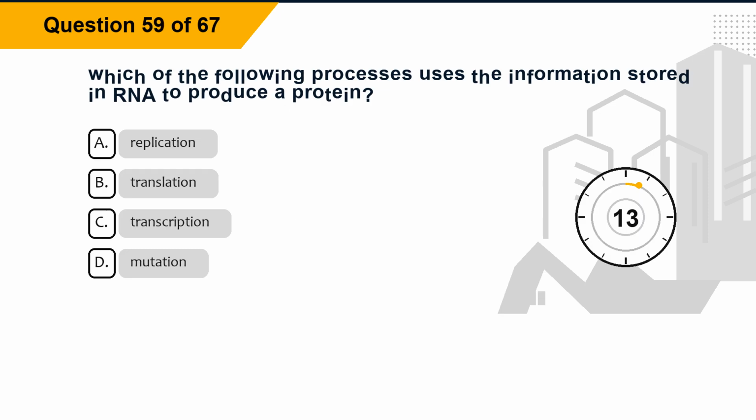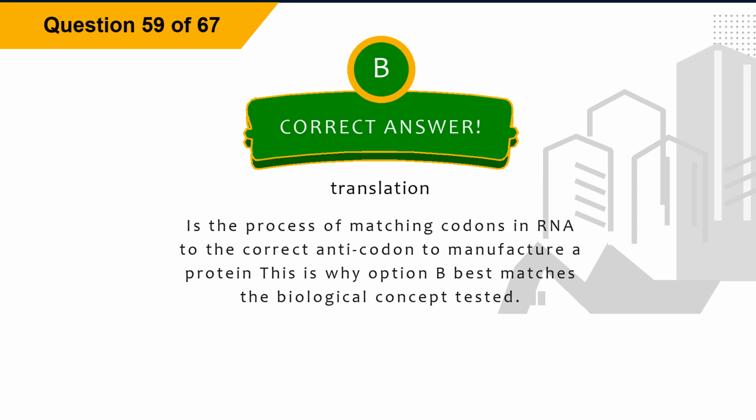Question 59. Which of the following processes uses the information stored in RNA to produce a protein? Option A. Replication. Option B. Translation. Option C. Transcription. Option D. Mutation. The correct answer is option B. Translation. Explanation. Translation is the process of matching codons in RNA to the correct anticodon to manufacture a protein. This is why option B best matches the biological concept tested.